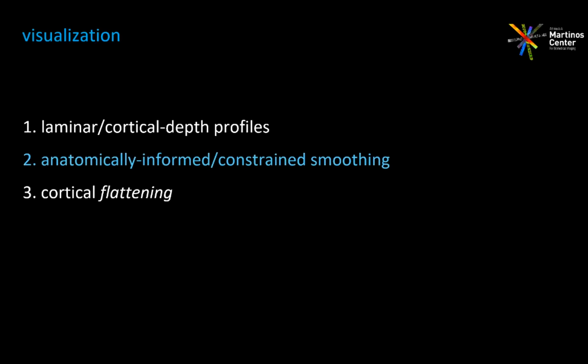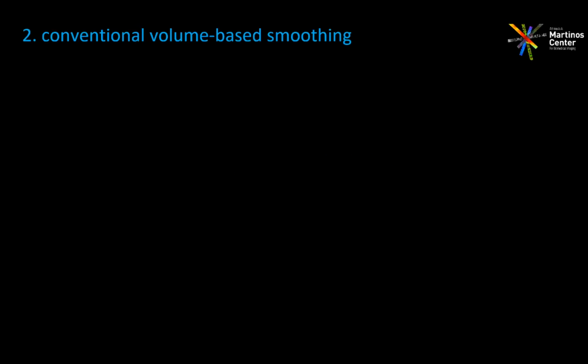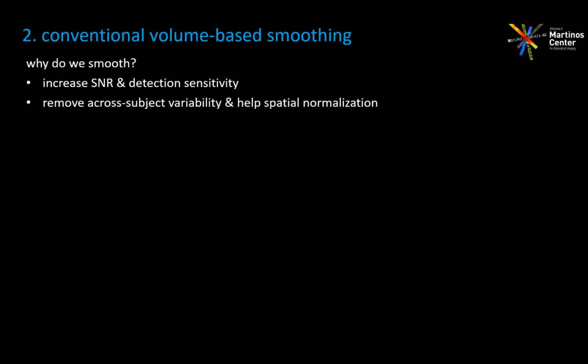Now we're going to talk about smoothing. Conventional fMRI studies use volume-based smoothing. And why do they do that? Because they want to increase SNR and, in the same way, detection sensitivity. They want to remove across-subject variability, which helps spatial normalization if they have multiple subjects. And they may also want to remove false positives, because the activation is generally assumed to be smooth.